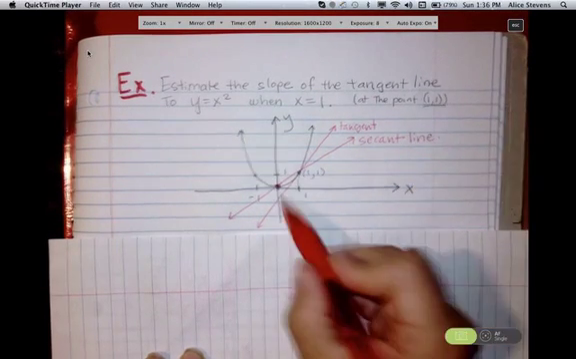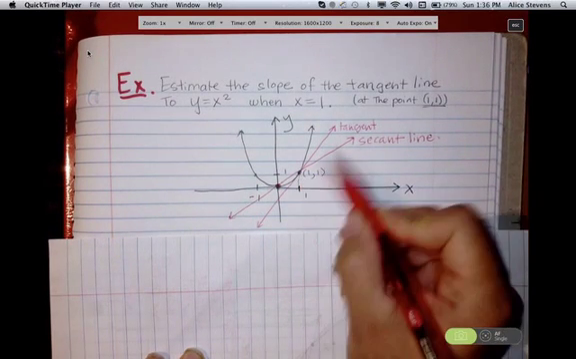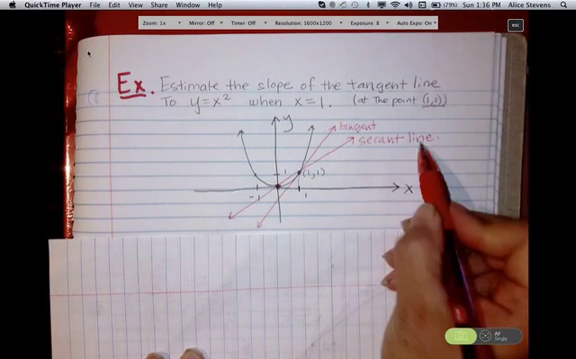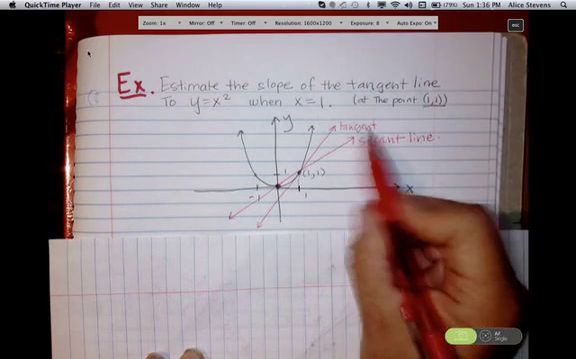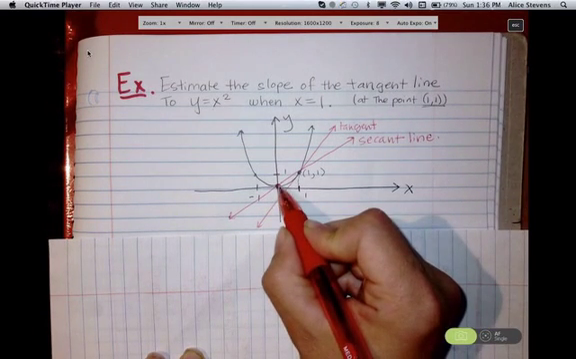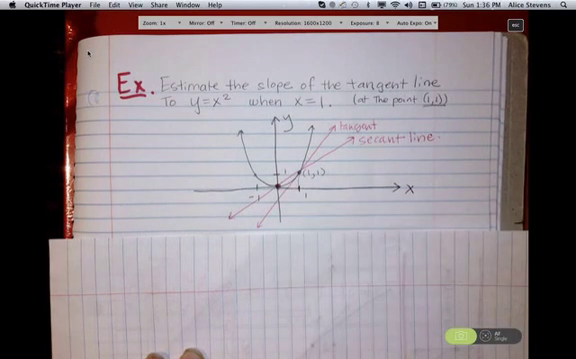And the secant line passes through (0, 0) and (1, 1). And you can see that the secant line is close to the tangent line, so the slope of the secant line should be close to the slope of the tangent line. The advantage, though, is that I can calculate the slope of the secant line because I have 2 points. So that's the basic idea.